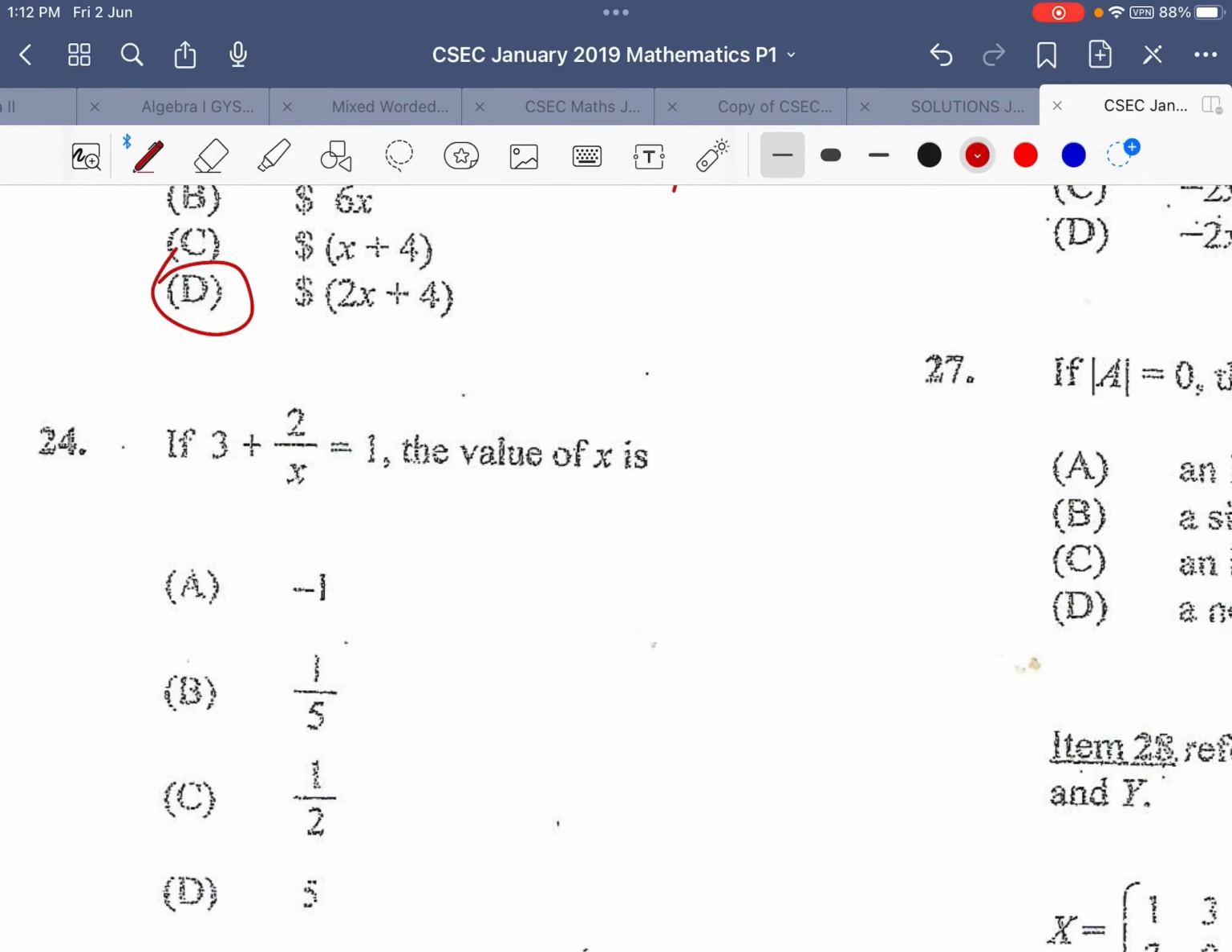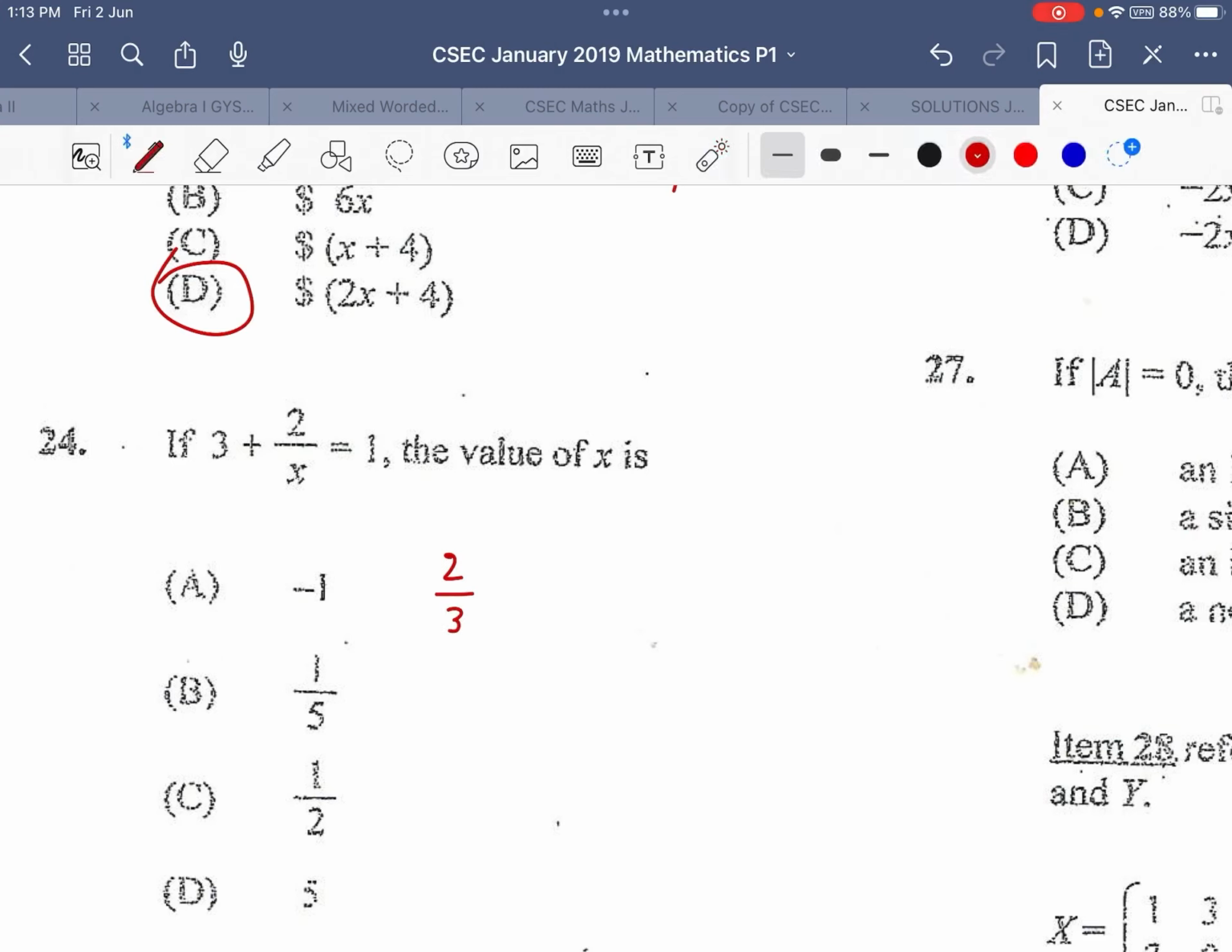Okay, for number 24, if 3 plus 2 over x is equal to 1, then the value of x is. So I'm going to work this out using algebra, but if you do not know how in the exam, if you get stuck, you can always replace the value of x with these 4 values. It's not going to take you that long. Simplify and see if this side will be equal to 1 when you substitute in the values.